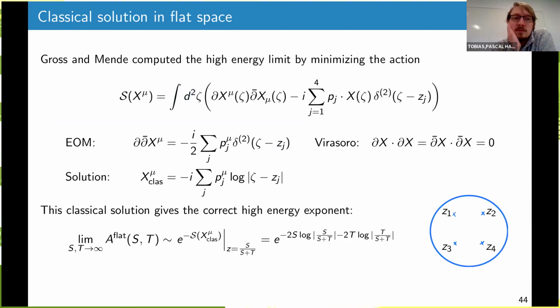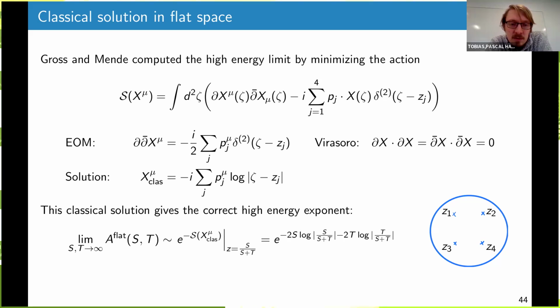How do we do this? Let's start with how this was done in flat space. Gross and Mende did it by minimizing this action here. This is the Polyakov action, where these extra terms with the delta functions are for the insertion of 4 vertex operators. If you take e to the minus S, these extra terms just give you e to the i p_j x of z_j, which is like a dilaton vertex operator.